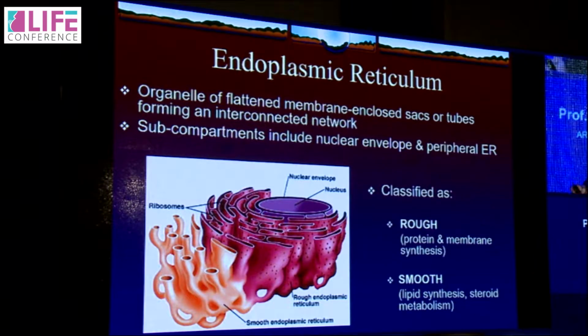Taking you back to school, we're talking about endoplasmic reticulum. I'm sure you all remember the endoplasmic reticulum. You get two types. You get rough endoplasmic reticulum that has the ribosomes, makes the proteins, and you have the smooth endoplasmic reticulum that synthesizes the lipids. It's the smooth endoplasmic reticulum that we're interested in when we're talking about oocyte quality.